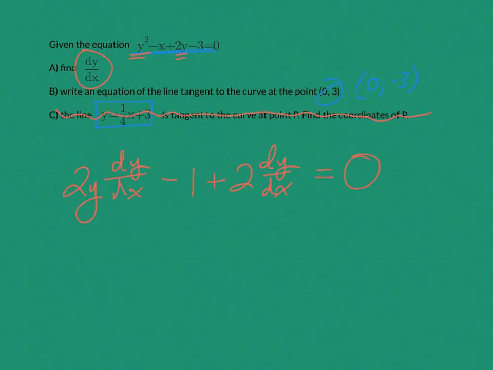Now it's just a matter of rearranging this a little bit. I'm going to move the 1 to this side, and that's going to give me the 1. Then I keep all my dy terms together, and I can factor out that dy/dx. We get 2y plus 2, and we divide that off. So 1 over 2y plus 2 is equal to dy/dx. And that was part A.